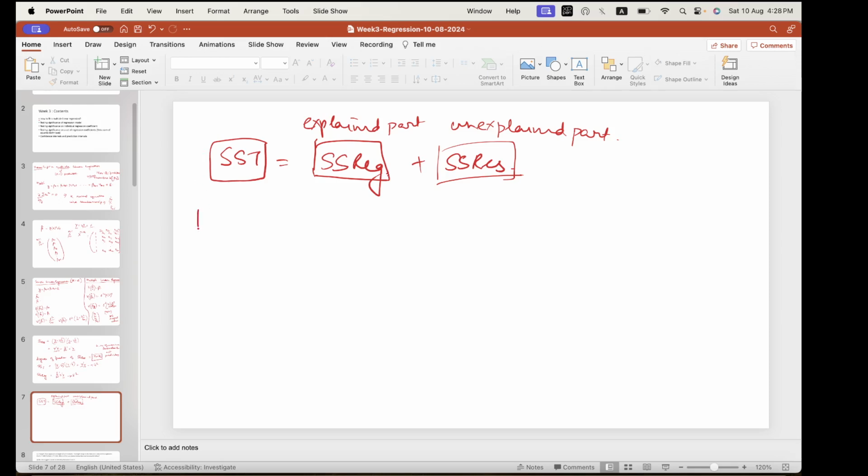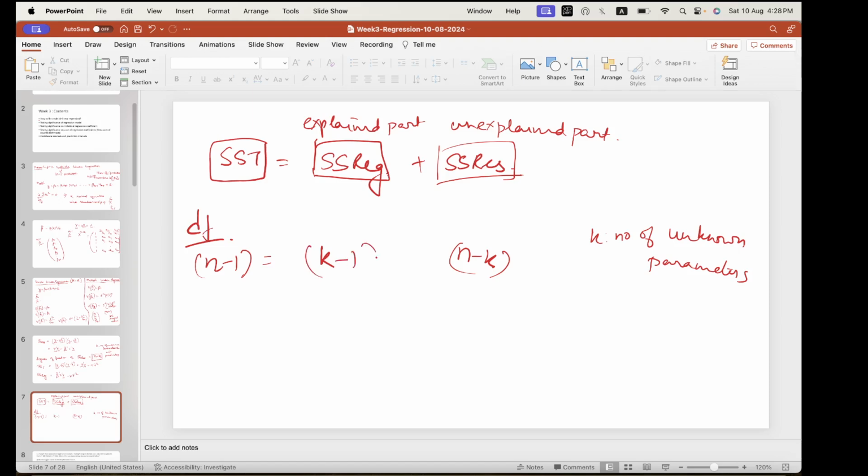Another very important thing is the DF. For SST, because of the constraint that summation of wi equals w bar, we always have one constraint. So this DF will always be n minus 1, the number of individuals on which you have data minus 1. SS due to residuals will be n minus k, where k is the number of unknown parameters, and the SS regression DF would be k minus 1.